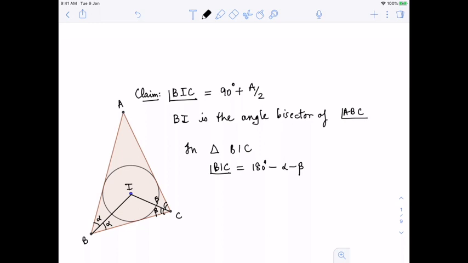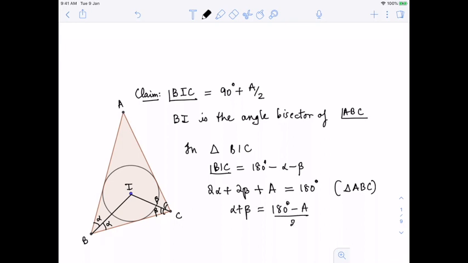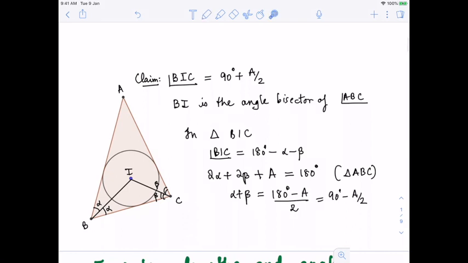On the other hand, 2 alpha plus 2 beta plus angle A is equal to 180 degrees. This is just the sum of angles of a triangle in the full triangle ABC. The angles of the triangle add up to 180. So if I rearrange this, I get alpha plus beta is equal to 180 degrees minus A, divided by 2, which is the same as 90 degrees minus A by 2.